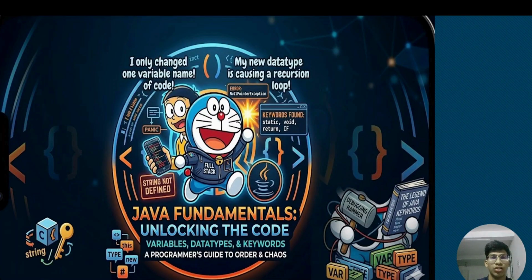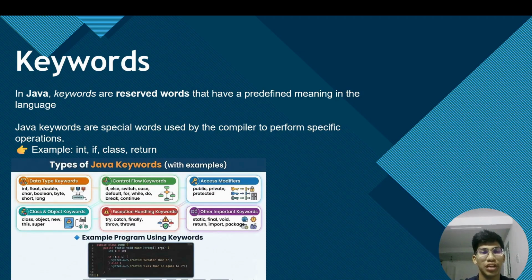Hi guys, today let us discuss a new topic named variables, data types and keywords. Let us go through keywords. Keywords in Java are reserved words that have predefined meaning. Java keywords are used by the compiler to perform specific operations. Examples are int, if, class, return.